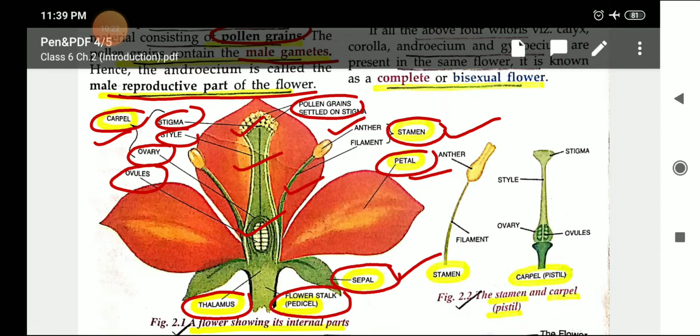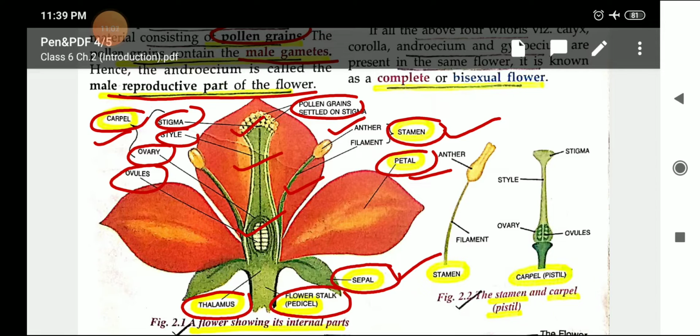An anther has pollen grains, and pollen grains contain the male gametes. Then the fourth part, that is carpel or pistil. Singular is carpel or pistil and plural is gynoecium, which is further made up of ovary, style and stigma. Ovary contains the ovules and ovules contain the female gametes. So these are the four main parts of the flower: sepal, petal, stamen and carpel.